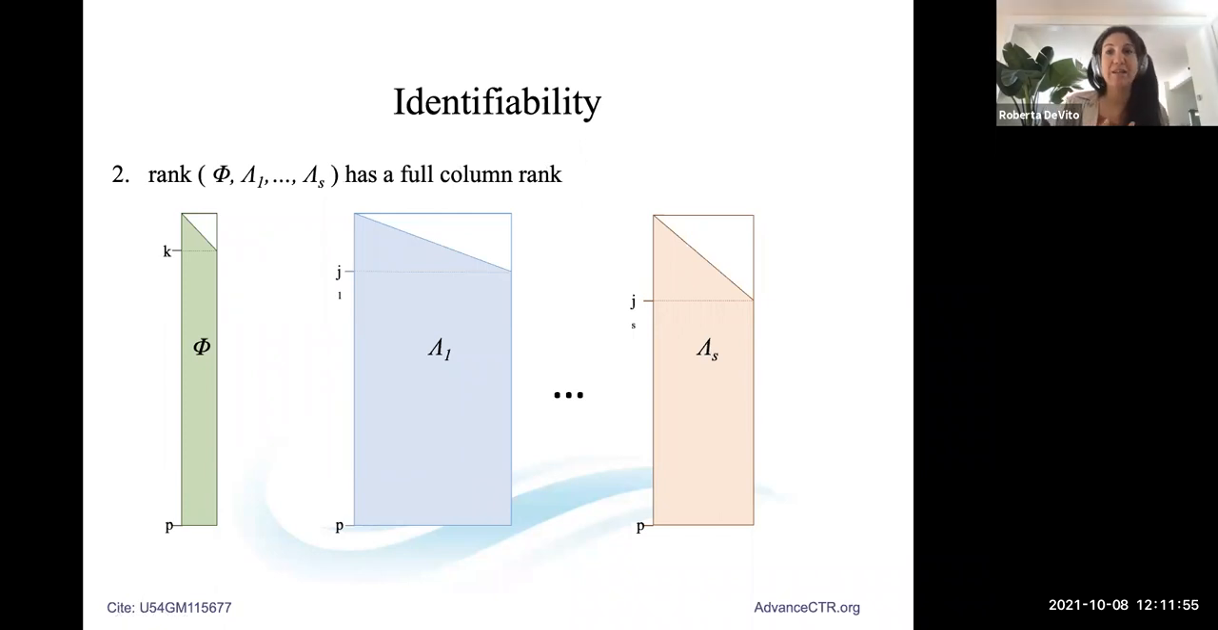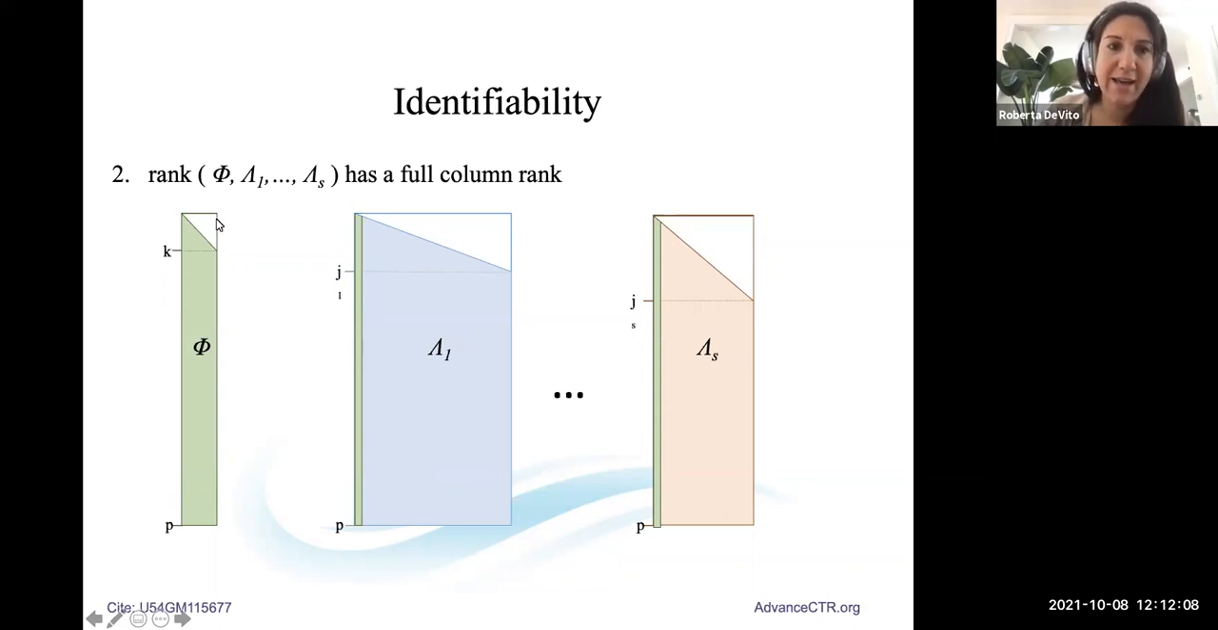And there is a second identifiability issue, in the sense that some component of the common part can leak into the study-specific component. And so to avoid that, I impose that the rank of all of these matrices together is full column rank. What does it mean? It means that each column vector is linearly independent from the others. So in this case, I'm avoiding repeating some information in the factor loading matrices.